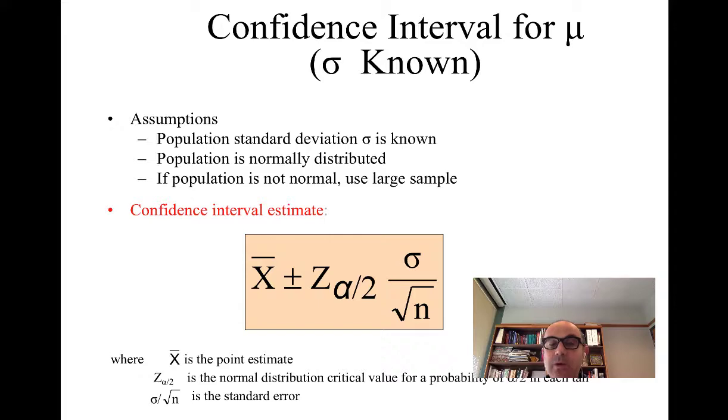In this formula, the x hat is the point estimate, and the z-score in this case is the normal distribution critical value of the probability. We also need to calculate the standard error in that case. So that is the formula that we are trying to calculate when the sigma is known.